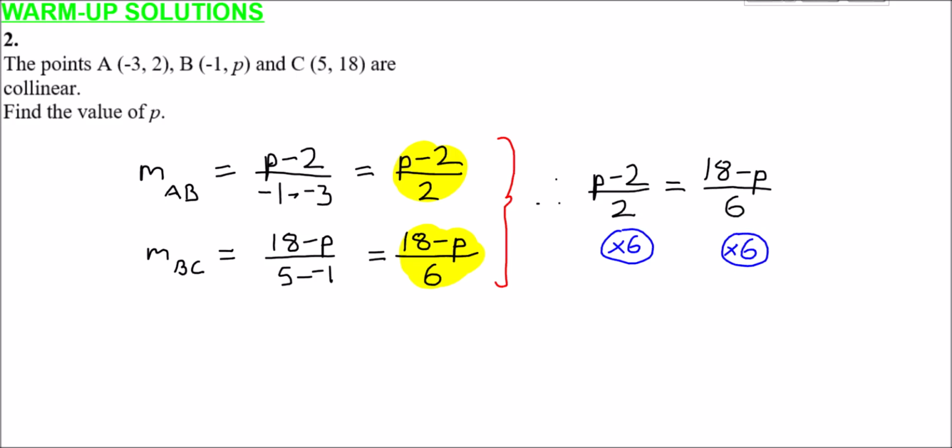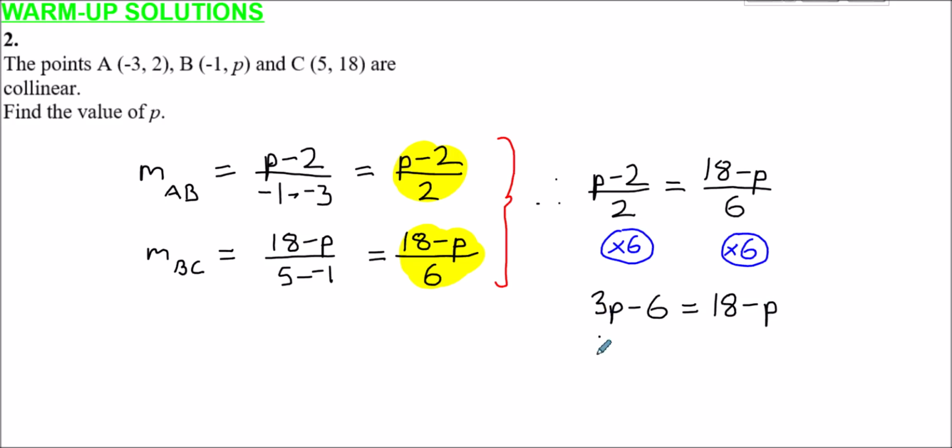So if we multiply both sides by 6, this becomes 6p over 2, so we get 3p over here. Minus 2 times 6 is 12. Divide by 2, that gives us minus 6. And on this side, the denominator just vanishes. We just end up with 18 minus p.